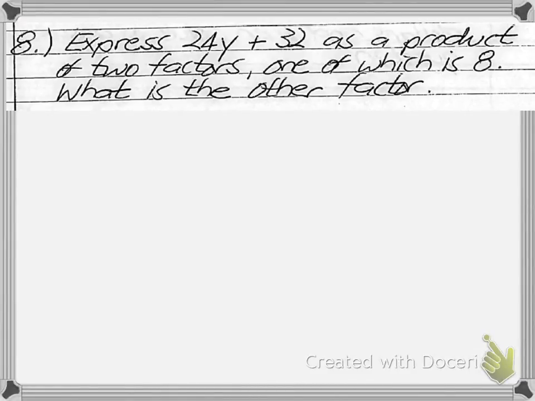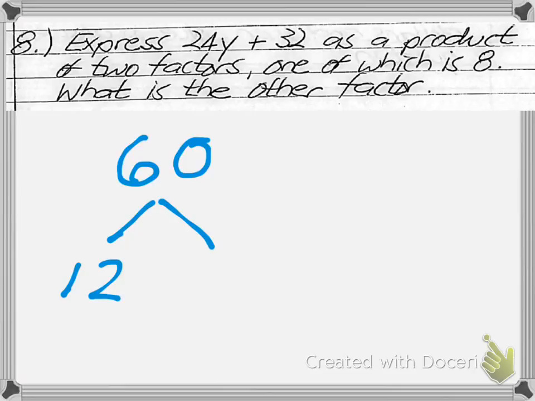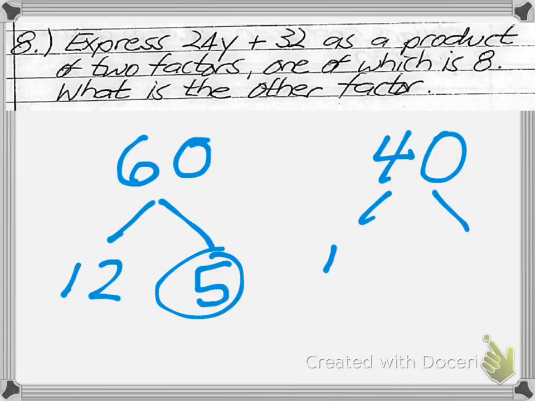Okay, here we're going to express 24y plus 32 as a product of two factors, one of which is 8. And we have to find the other factor. So we've worked with factor trees before. If I said I want you to describe 60 as two factors, one of which is 12, the other one would have to be 5. If I said you had 40 and one of them is 10, the other one would have to be 4. It's because 10 times 4 is 40, and 12 times 5 is 60.